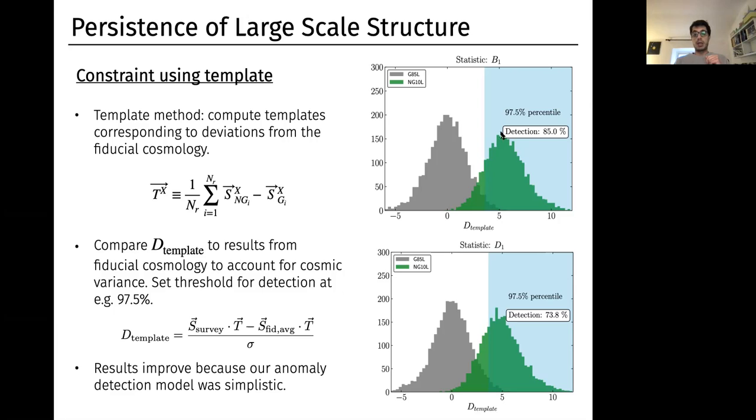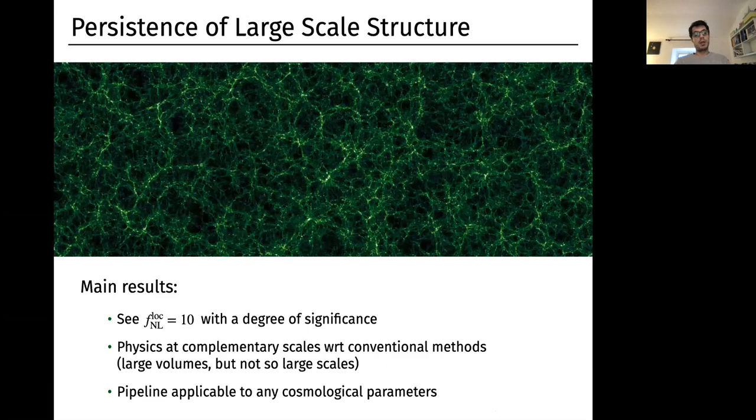And as you can see here, we can detect non-Gaussianity with higher significance. This is because we are not just looking anywhere in the vector space of the data, but just in a specific direction. So the main results are that we do see FNL 10 with a degree of significance. And in principle, these are complementary scales with respect to the conventional method of looking at the power spectrum.